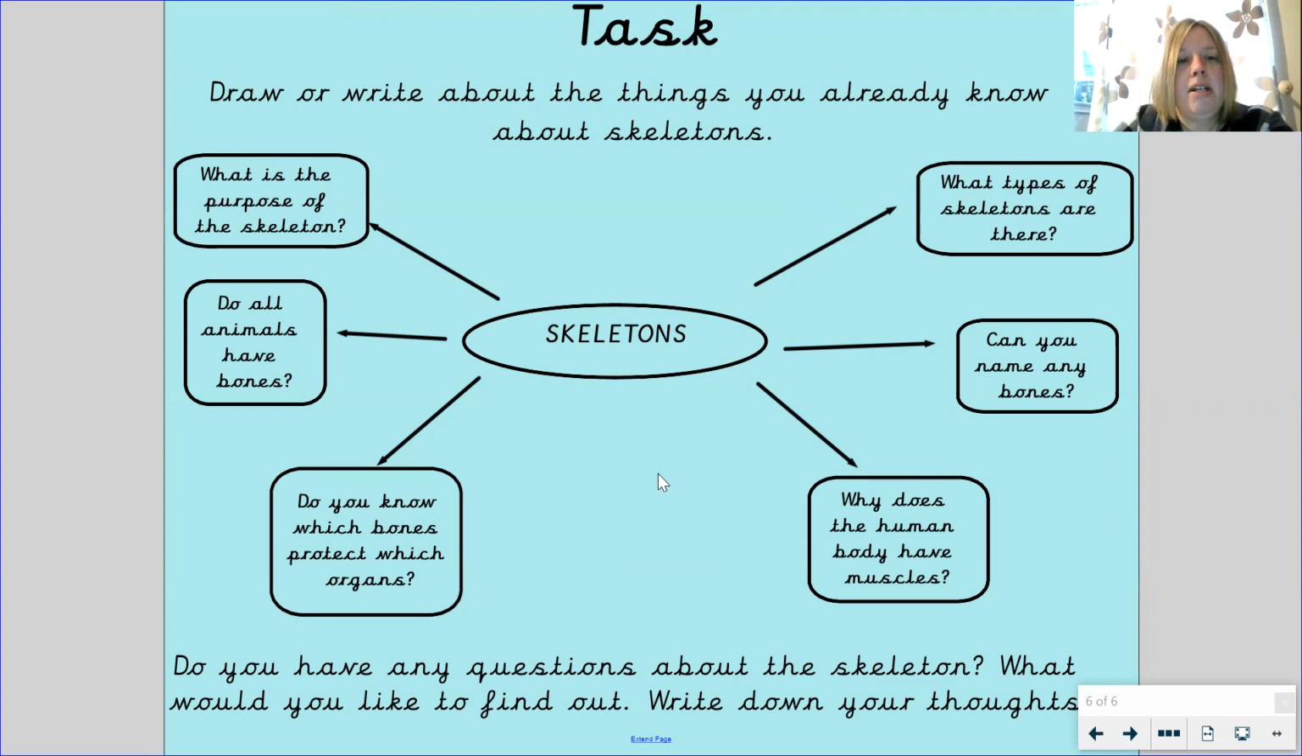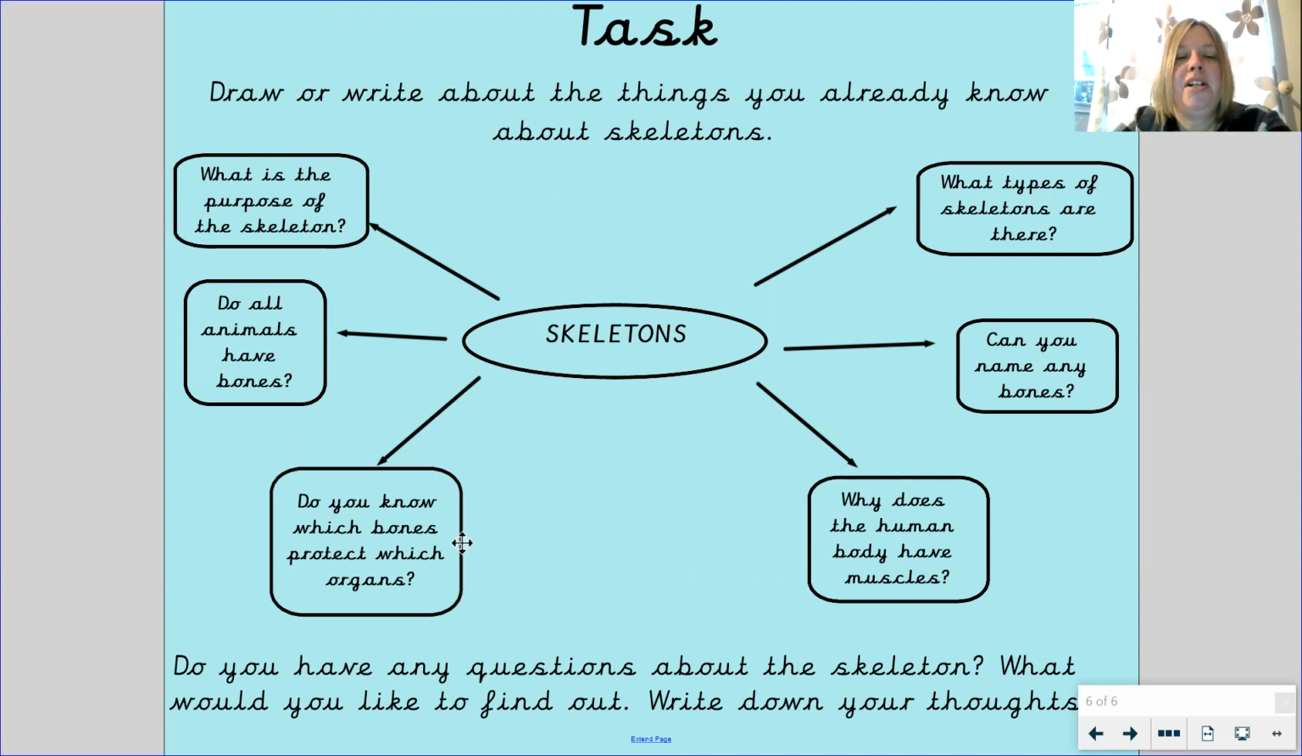So our first question I want you to think about is, what is the purpose of the skeleton? So that's asking you, what job does the skeleton do? Our next question is, do all animals have bones? Have a little think. Do you think that all animals have bones?